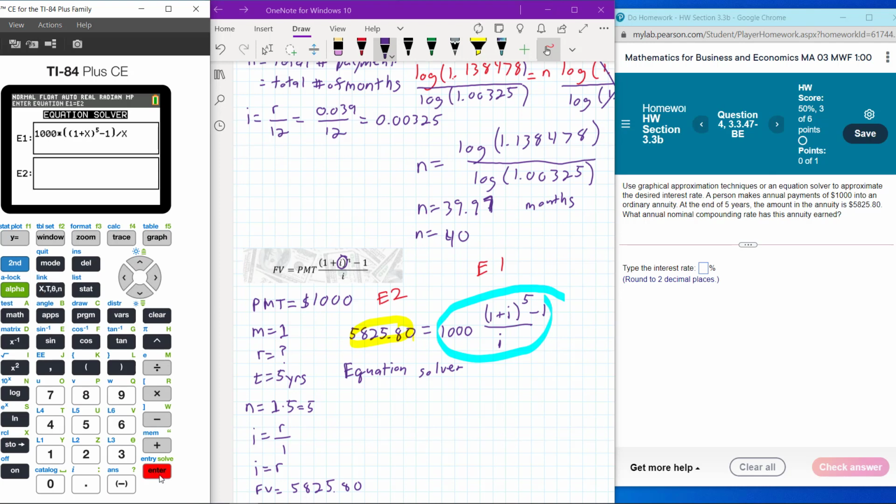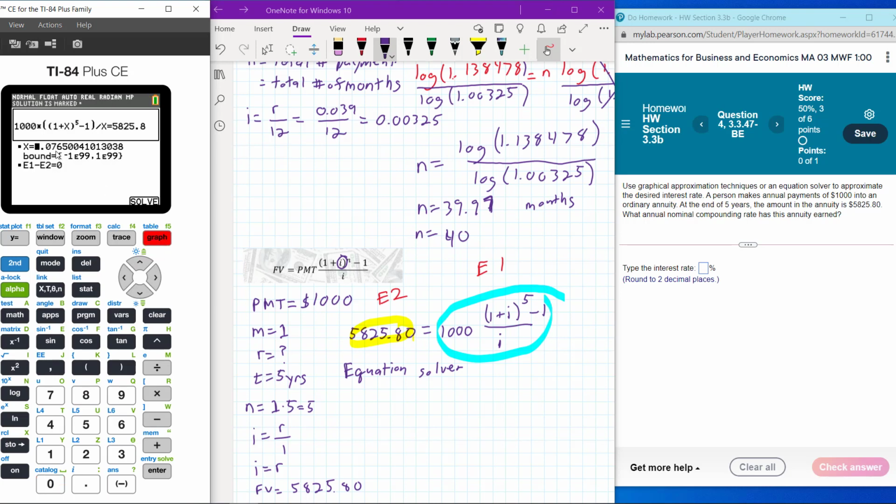Now in E2, we put in 5,825 and 80 cents. Okay, and now notice how the OK is above the graph. Just basically click the graph key. That's for OK. Now they give us a starting value for X. You can use that. It might be better if you actually get the starting value of X being equal to 0, because it's going to be an interest rate as a decimal, so it should be a relatively small number. There you go. And now we can hit graph or solve.